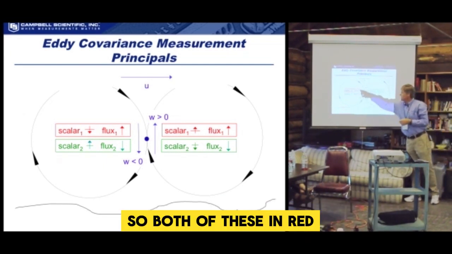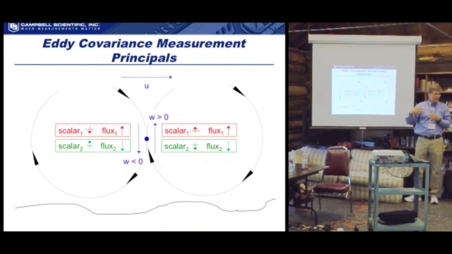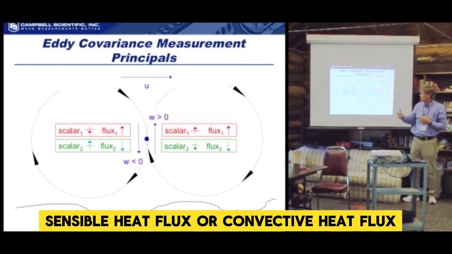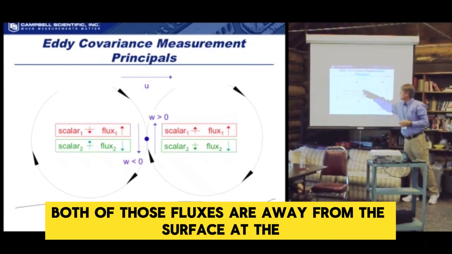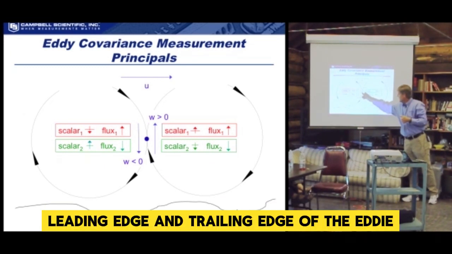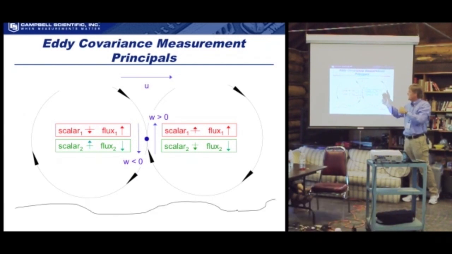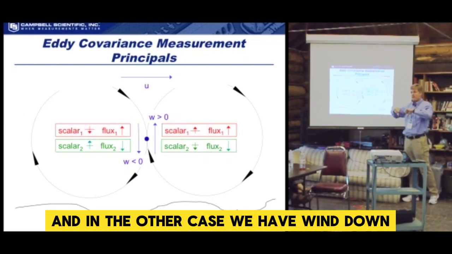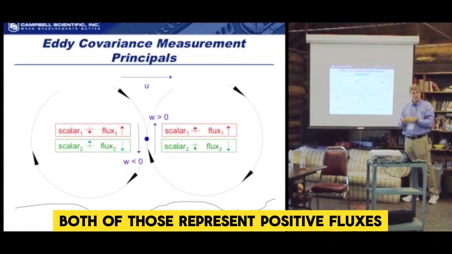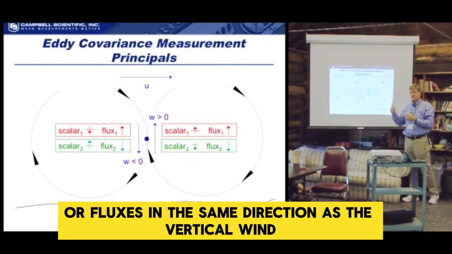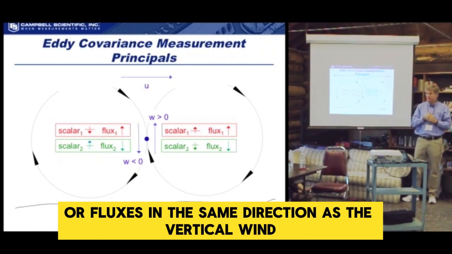So both of these in red, which could be sensible heat flux or convective heat flux, both of those fluxes are away from the surface at the leading edge and trailing edge of the eddy. But in one case we have wind up and the scalar up, and in the other case we have wind down and the scalar down. Both of those represent positive fluxes, or fluxes in the same direction as the vertical wind.